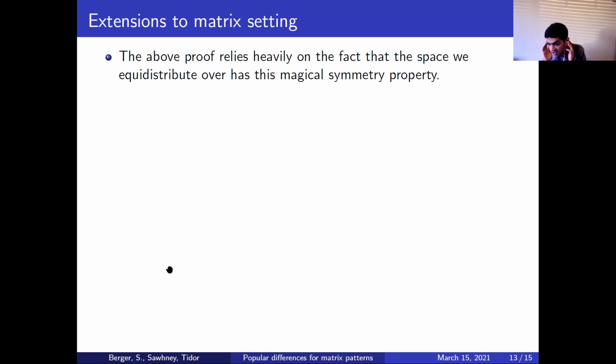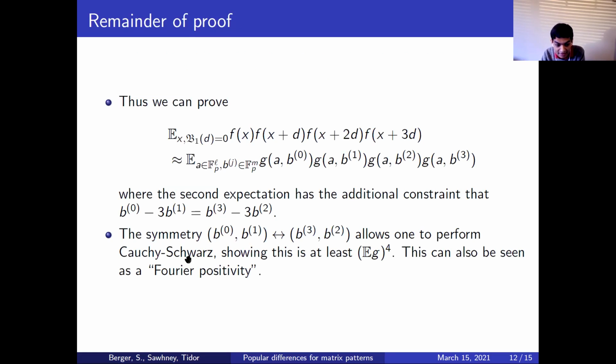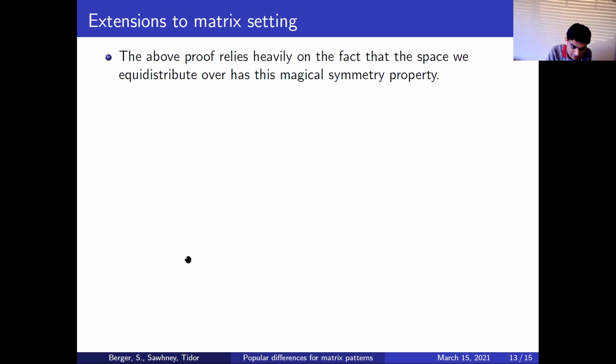So now, with the time I have left, let me briefly talk, just verbally, about what happens when you try to extend this to the matrix setting. As mentioned, we have this magic symmetry property that's required. And this is actually the reason why Green–Tao extends to patterns of the form 0, A, B, A plus B, but not other patterns. And this can also be seen over the integers with Nil sequences, but I won't worry about that.